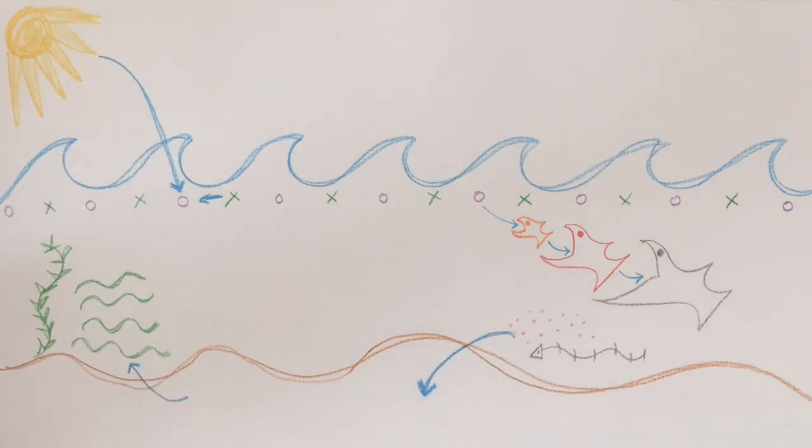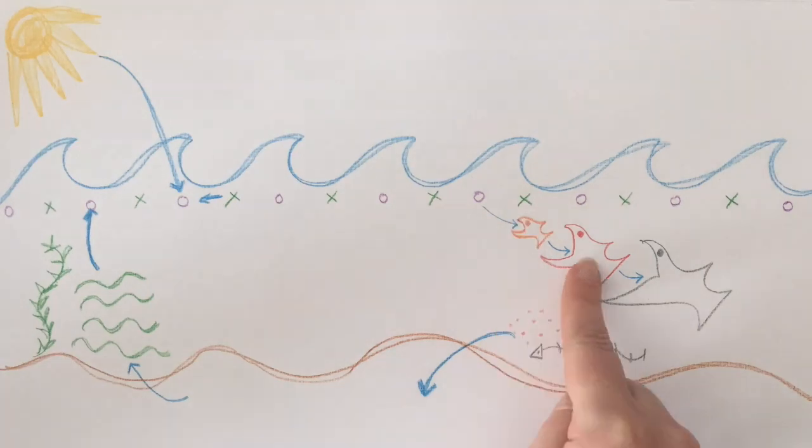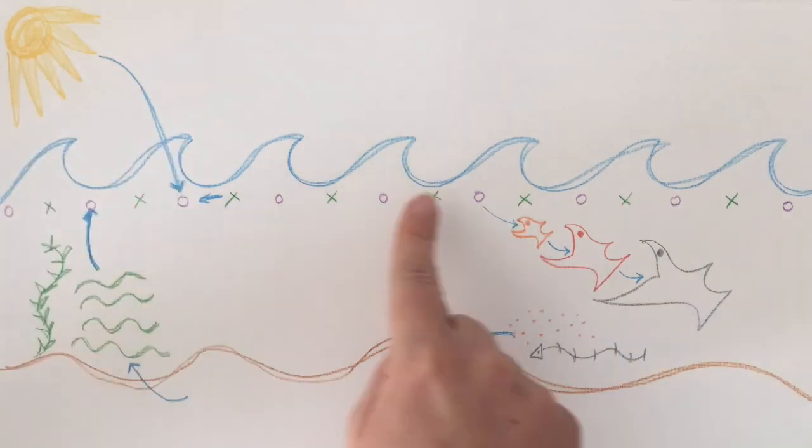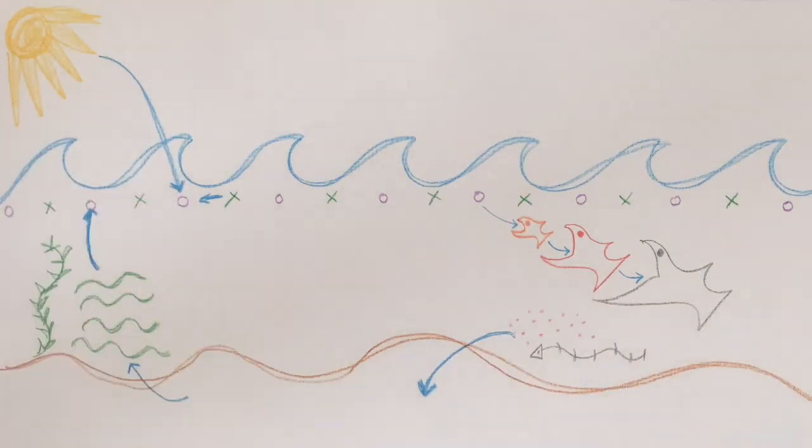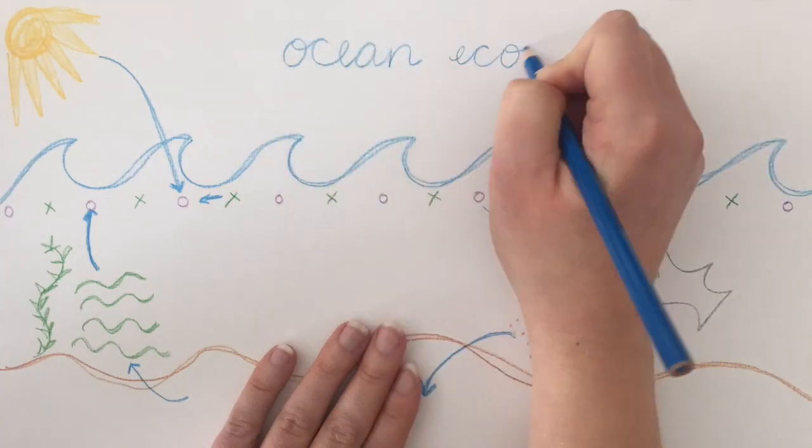The nutrients go into the soil, which then go into the plants, and the plants give off little cells that go back up to the surface of the water and create more plankton. The cycle keeps going on and on.